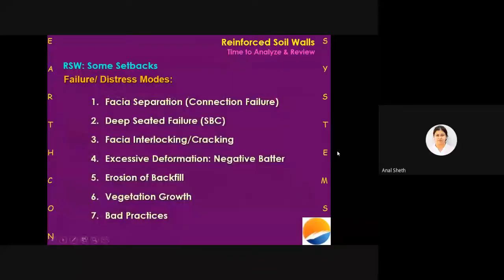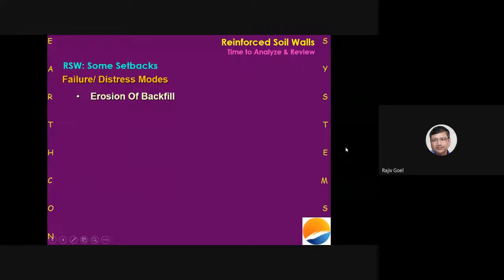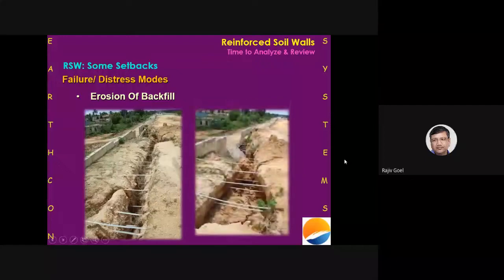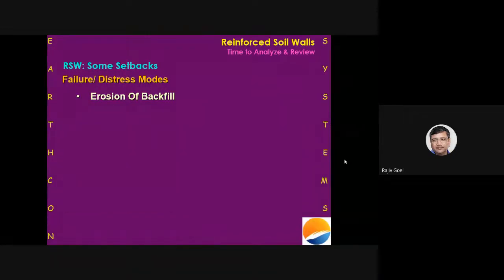Erosion of backfill and vegetation growth are examples which deal more with maintenance, not with any kind of distress or failure. But I'll put the point across through some slides. If you do not channelize your water properly, this is what is going to happen.